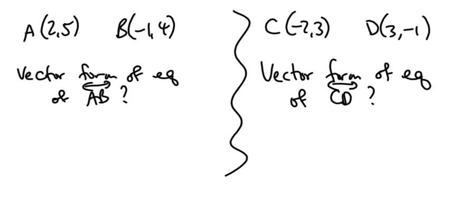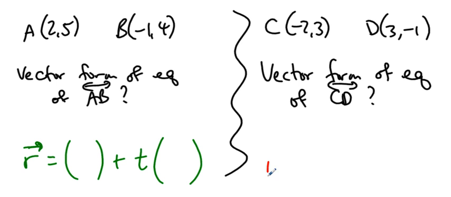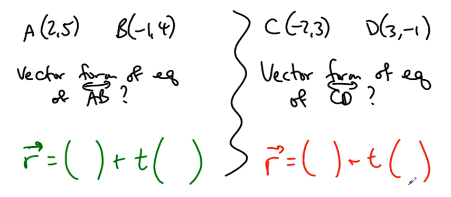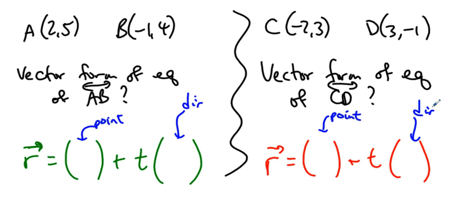So in each case, you're going to have vector r equals a vector plus t times another vector. You get to pick a point on the line here. So either of these can go here, and you need a direction vector, which means you need to know a vector from A to B or the vector from C to D, and it goes right in that spot.